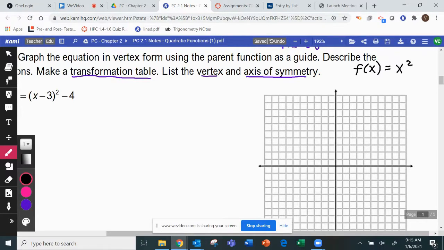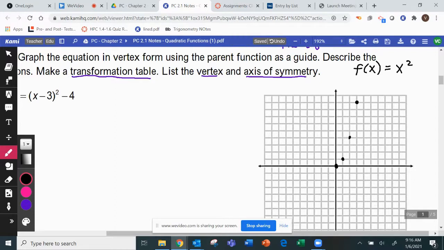You do not have to do this every time either. I'm just doing it for the first couple. So we always have 0, 0 for the parent function. And then when I plug in 1 and I square it, I get out 1. When I plug in 2 and I square it, I get out 4. I plug in 3 and I square it, I get out 9.